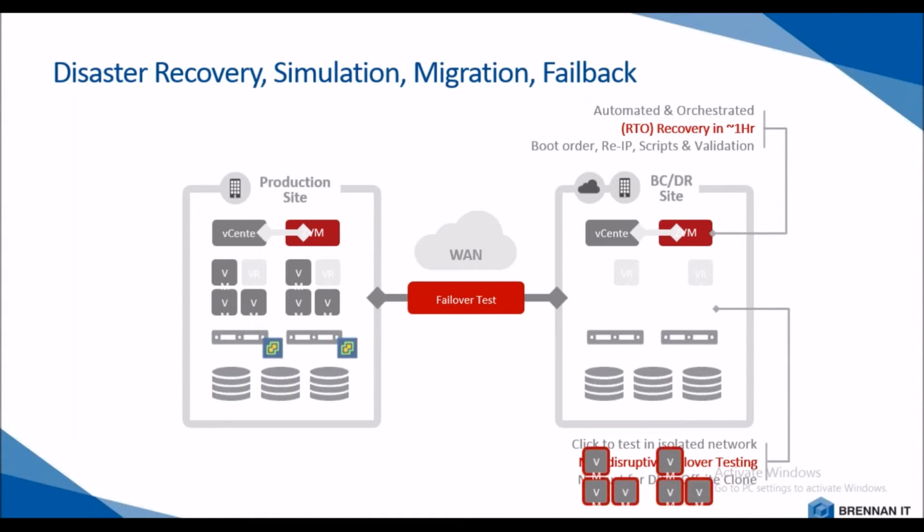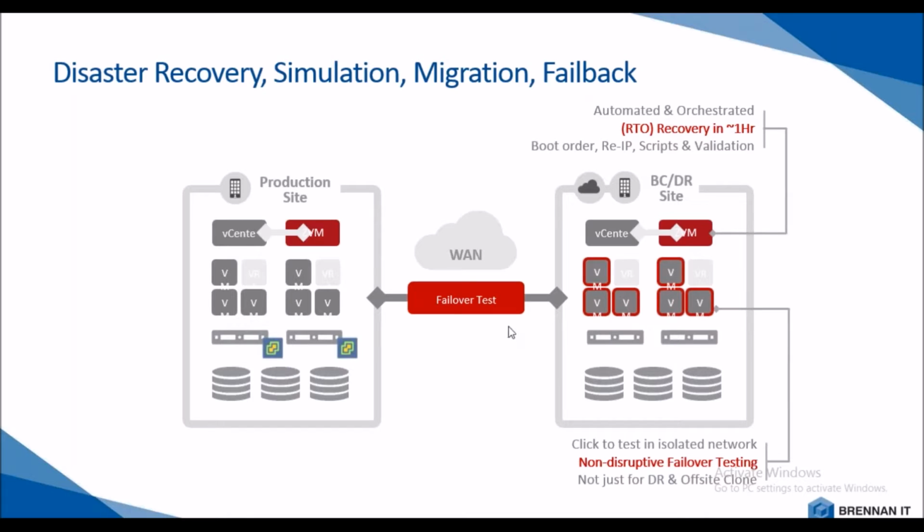It can also be used for highly comprehensive disaster recovery testing, or simulation as I prefer to call it. And that simulation can happen or needs to happen in an isolated network. So routing is allowed between the virtual machines, but there's no routing between the virtual machines and the backup or disaster recovery site, i.e. the Brennan IT cloud, and the production network. So that happens in isolation, as demarked by the red boxes.